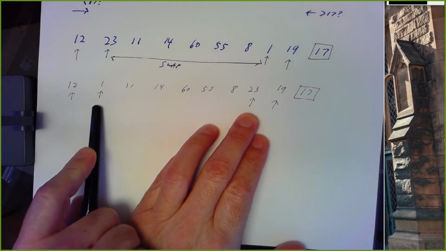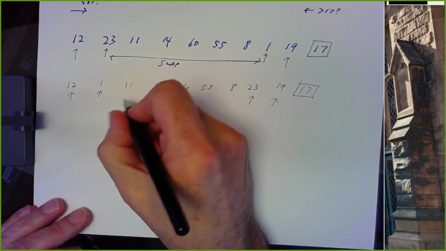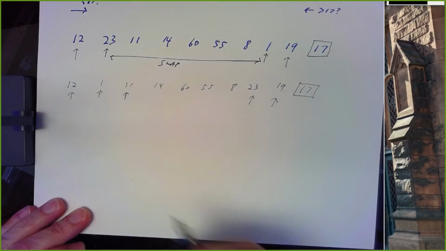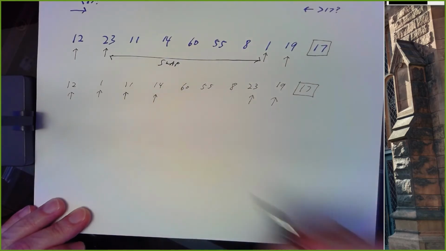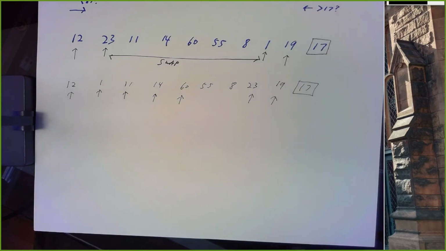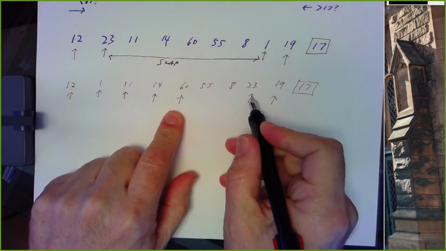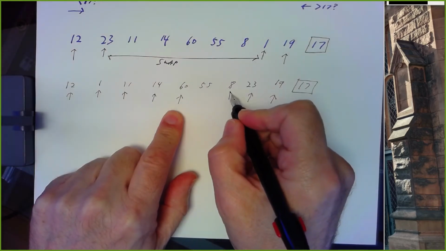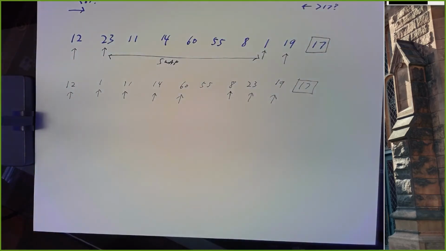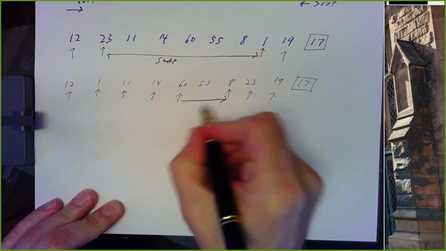We're going to go back to the left, and we're going to continue moving to the right. So we're going to look at 11. 11 is smaller than 17, that's fine. 14 is smaller than 17, that's fine. 60 is bigger than 17. That's a problem, so we're going to stop there and go to the right. We were at 23, we're going to look at 8. 8 is smaller than 17, that's also on the wrong side. And so we're going to swap these two.